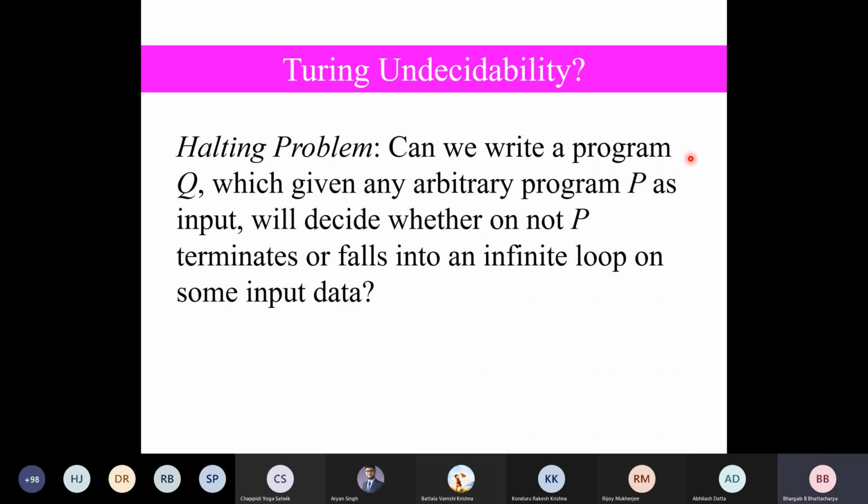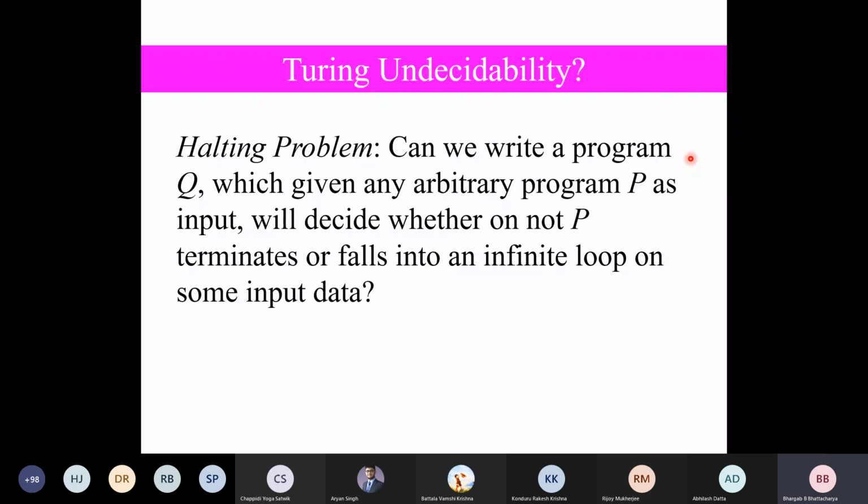So what does it mean? What does Turing undecidability mean? It is the halting problem. The question is, can you write a program Q which, given any arbitrary program P as input, would decide whether or not P terminates or falls into an infinite loop on some input data?